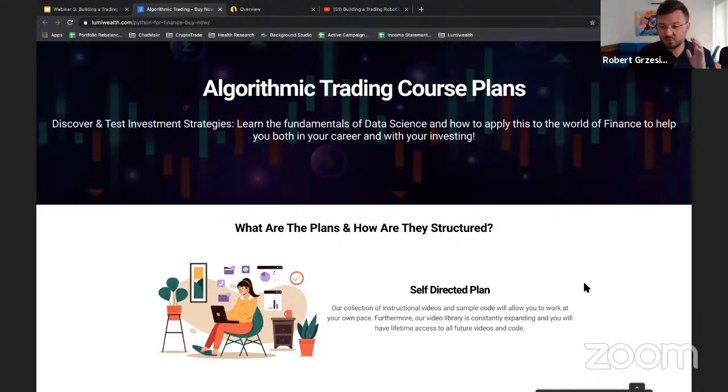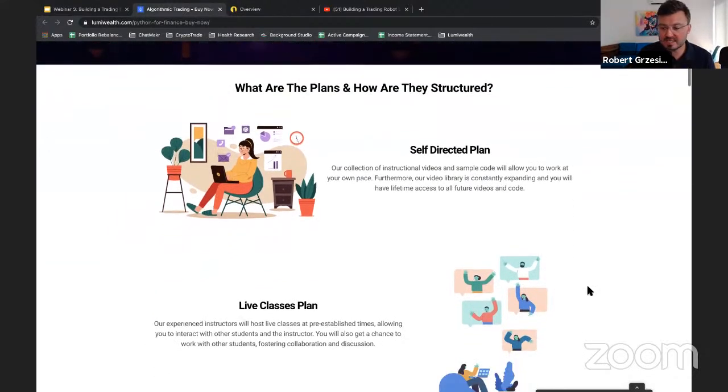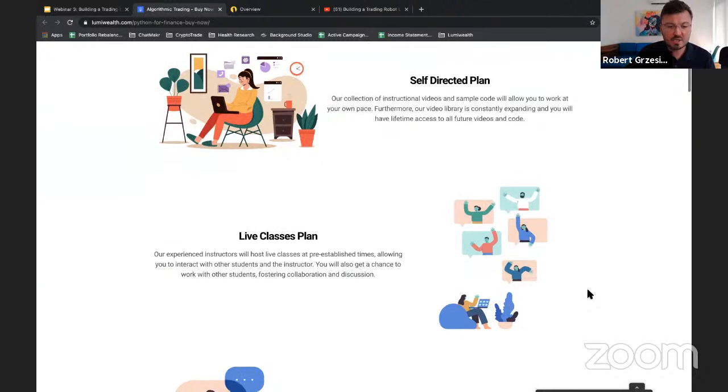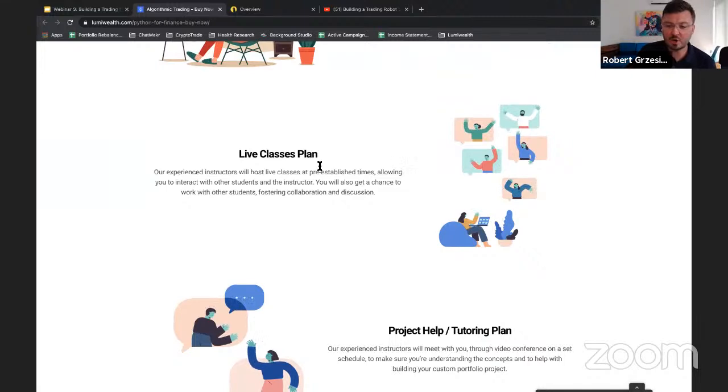I could show you the returns at some of the hedge funds that do this sort of quantitative analysis. They're strongly outperforming their peers. So we teach you how to use those types of techniques. We have a few different plans for our algorithmic trading course. We have our self-directed plan, which is recordings of our old videos that you go through on your own. We have a live class, which is definitely our most popular by far.